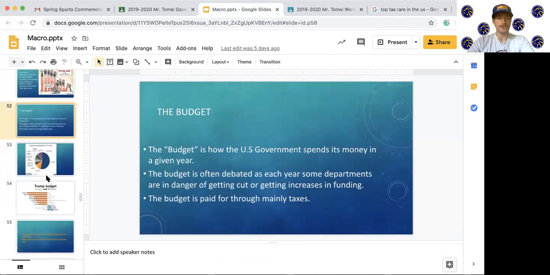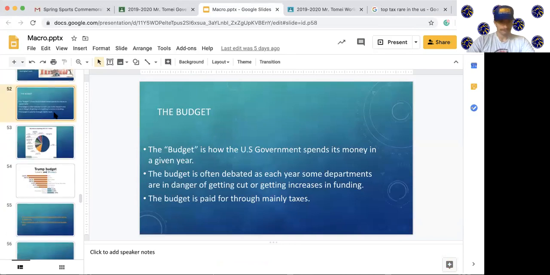Let's go to 52. Let's talk about the budget. The budget is how the US government spends its money in a given year. The budget has to be debated by Congress, and it starts at a very basic level, like in the small programs, the tens of thousands of programs, and they budget out what they need. Then it goes to the committee that oversees them, then the higher committee, then it goes to Congress, and they argue and debate all these little things about what they want in, what they want out.